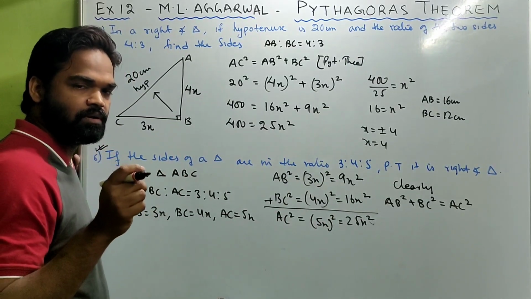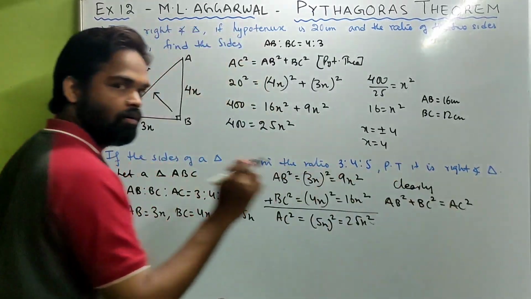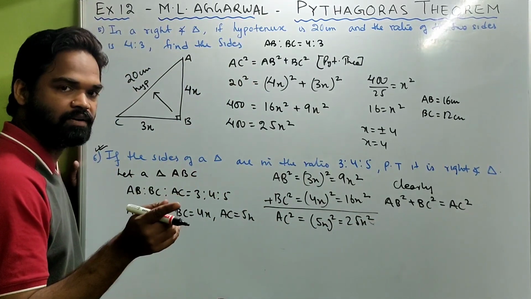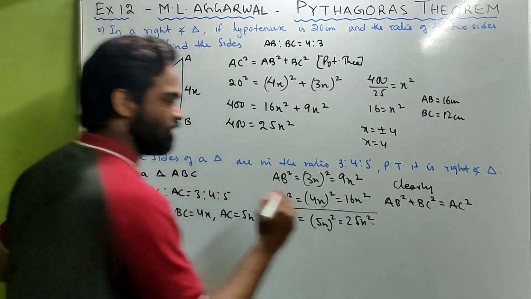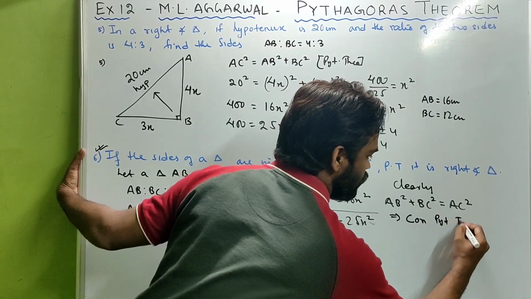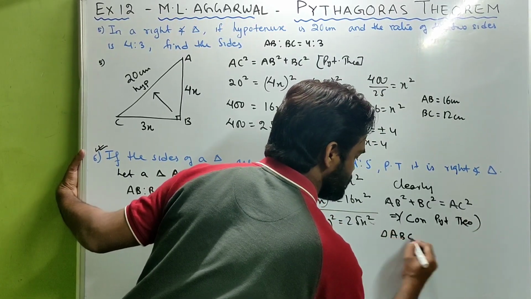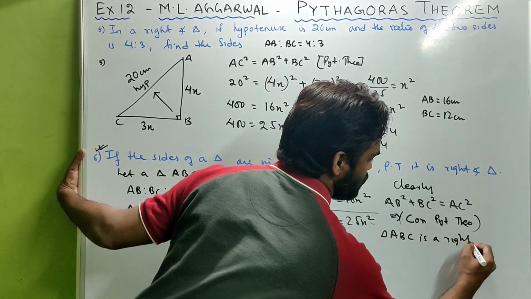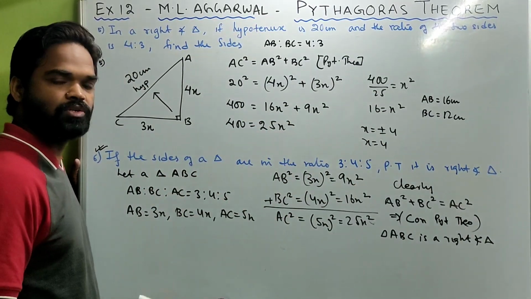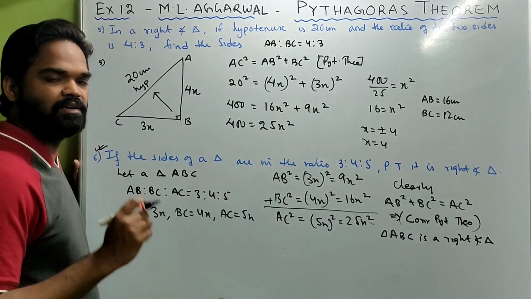And remember, converse of Pythagoras theorem: if the square of a side of a triangle is equal to the sum of the squares of the other two sides, then it is a right angle triangle. Which means by converse of Pythagoras theorem, we can say that triangle ABC is a right angle triangle. Done. By converse of Pythagoras theorem. Clear? Now let us look at the next.